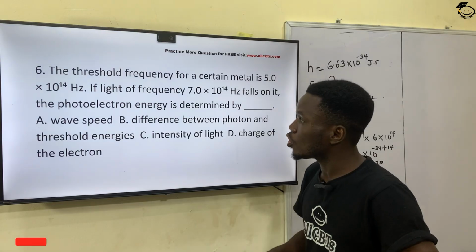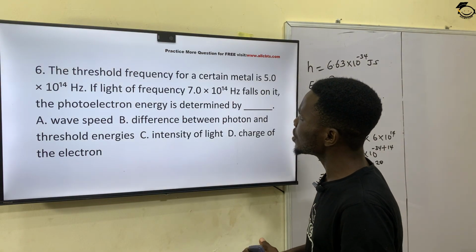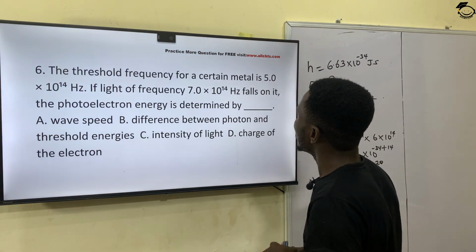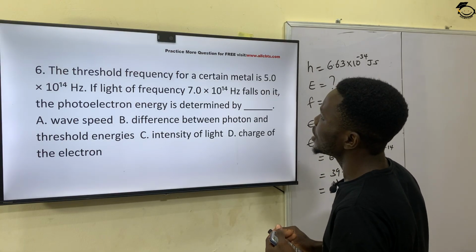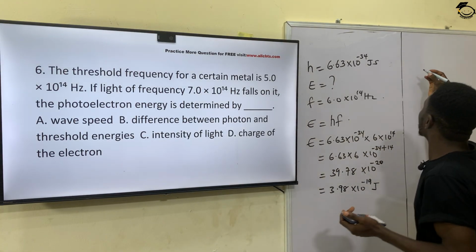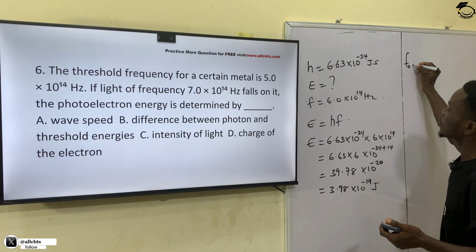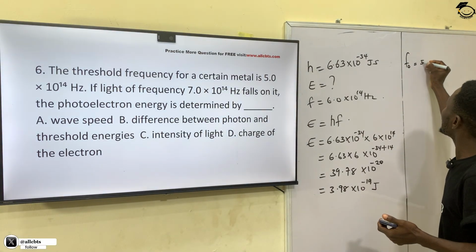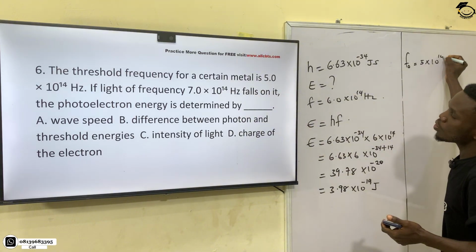So that is also question number 6. We say the threshold frequency for a certain metal is, so we have this threshold frequency f naught to be 5 times 10 raised to power 14 Hz.